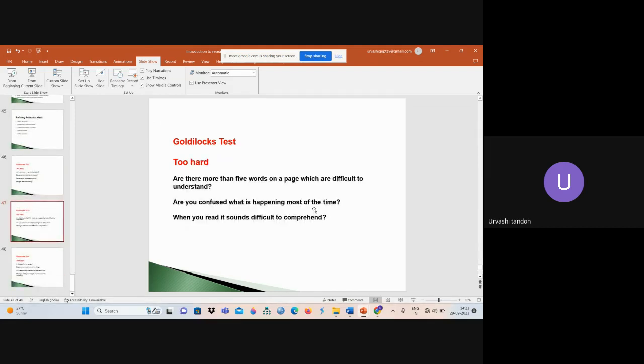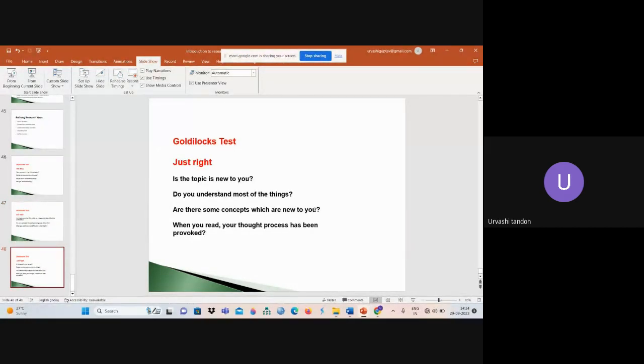Then, if you find more than 5 words on a page which are difficult to understand, you are confused about what is happening most of the time, and when you read it, it sounds difficult to comprehend, that means it is too hard. Don't take it, you won't be able to conduct research, right? So pick up a research paper related to your domain and try to apply the Goldilocks principle.